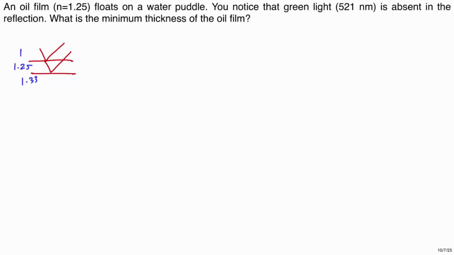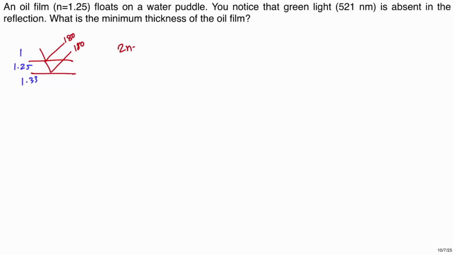We need to have a talk. So, what's going on in this film? What's the first bounce? 180. Why? Low to high. What's the second bounce? 180. Low to high. 1.25 to 1.33 is a lower to a higher.